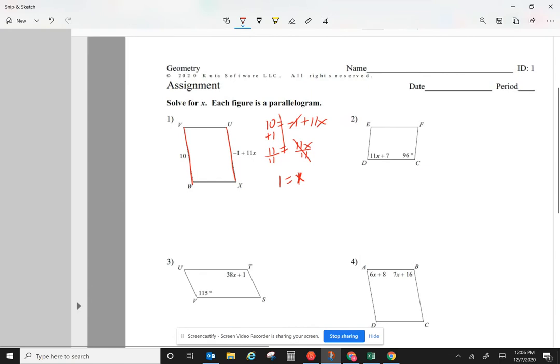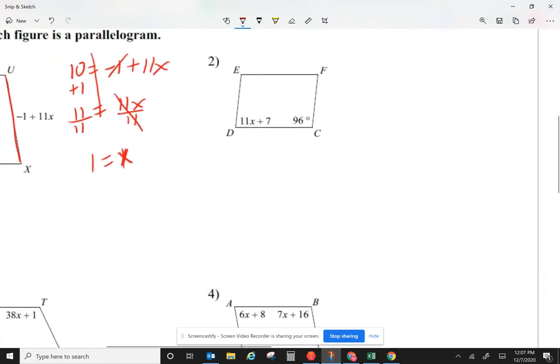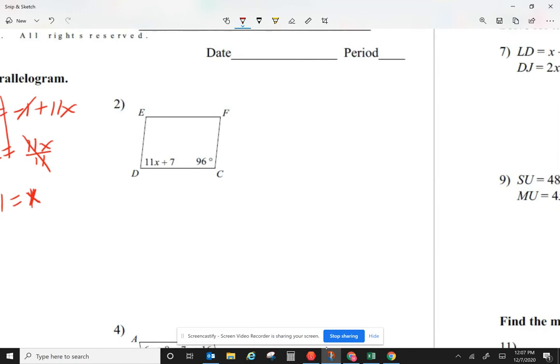Now, when we're talking about angles, the interesting part of angles is that, let me do an example here real quick. If I have an angle that is 80, the opposite angle, so the angle that is farthest away from that corner, is going to be the same thing. My opposite angle is equal. So opposite angles in a parallelogram are equal to each other.